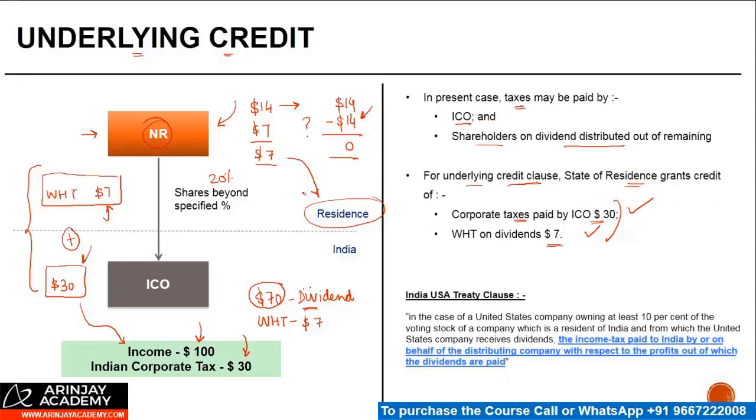One of the clauses which we have in this context is the one in the India-USA treaty. It says, in case of a United States company owning at least 10% of the voting stock of a company which is a resident of India and from which the United States company receives dividend, the income tax paid to India by or on behalf of the distributing company with respect to the profits out of which such dividends are paid. So out of the profits from which these dividends are paid, if on those profits you've paid any taxes, you are entitled to the credit. The condition is you have to own at least 10% of this voting stock of the Indian company.